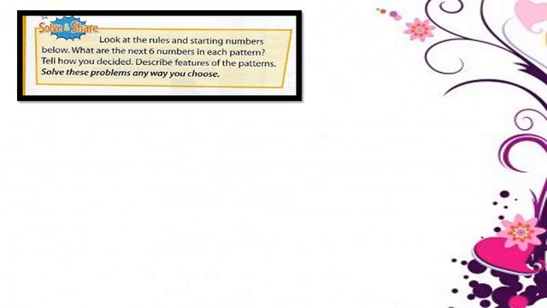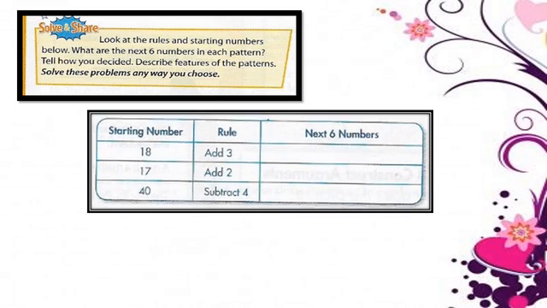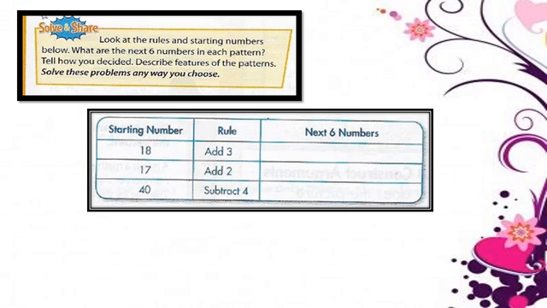Okay, let's have solve and share. Look at the rules and starting numbers below. What are the next 6 numbers in each pattern? Tell how you decided. Describe features of the patterns. Solve these problems any way you choose. So let's complete the table by writing the next 6 numbers following the rule.